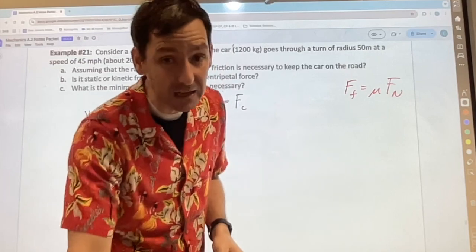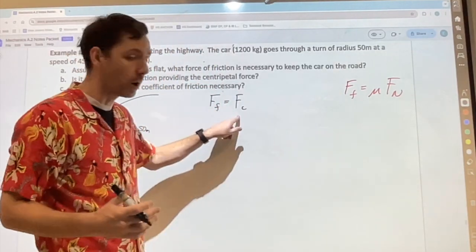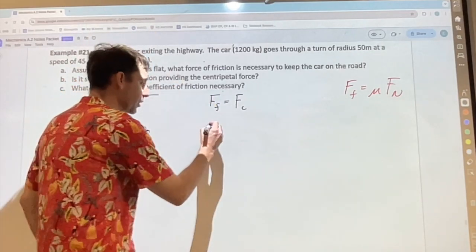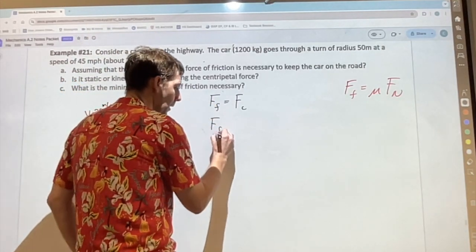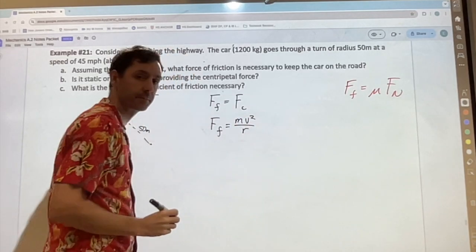So instead, like I said, if it's circular motion, chances are this is what we're looking at. So the force of friction, therefore, needs to be equal to mv squared over r.